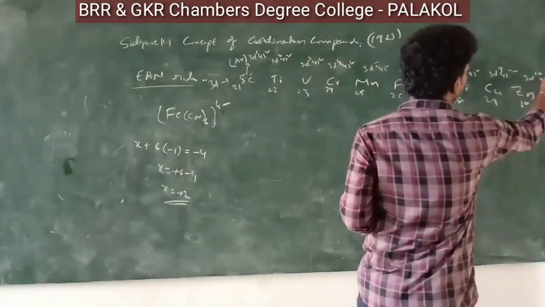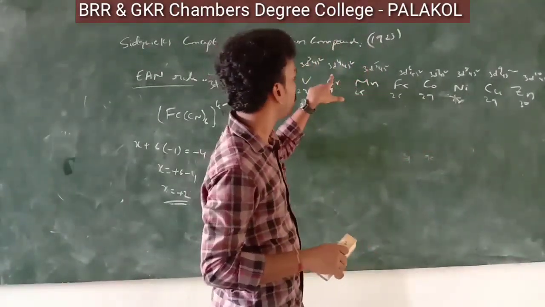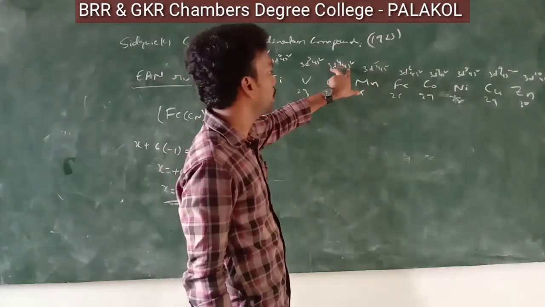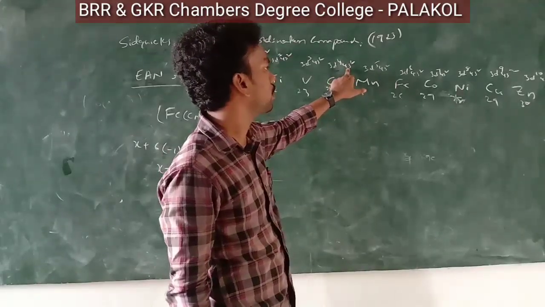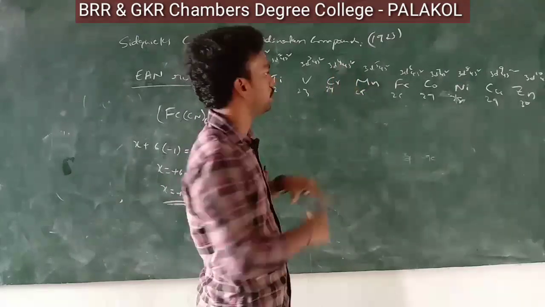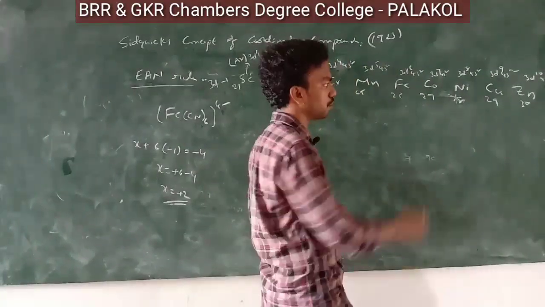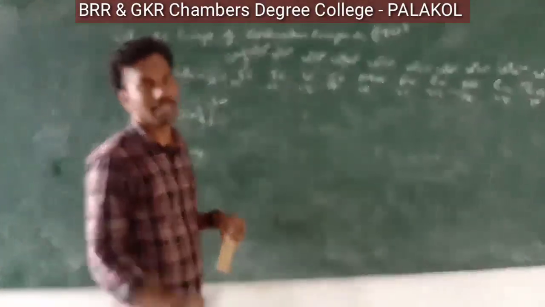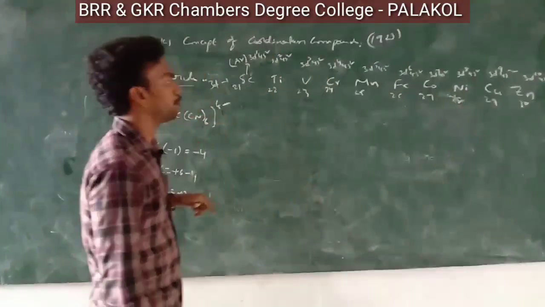See, chromium and copper have abnormal configurations. We know that half-filled and fully-filled configurations are most stable. For that, the electron jumps from 4s to 3d because there is less energy difference between 3d and 4s. So the electron from 4s easily jumps to 3d. That means this configuration becomes 3d5 4s1, and here also completely filled configurations are stable. So that's why electrons jump from 4s to 3d. That means the configuration of copper becomes 3d10 4s1.